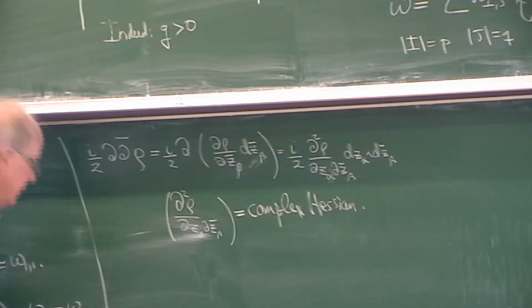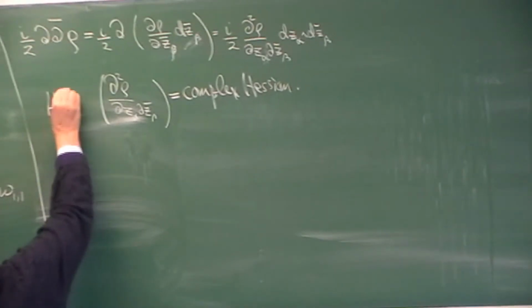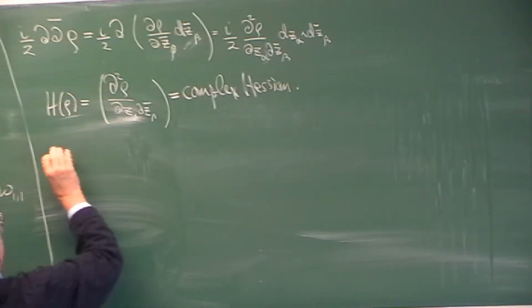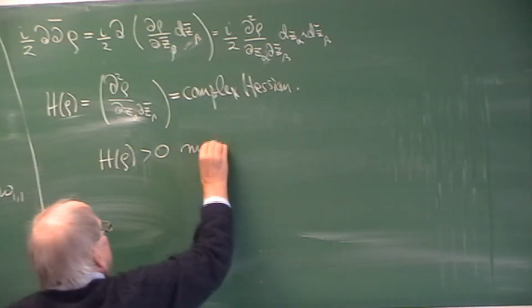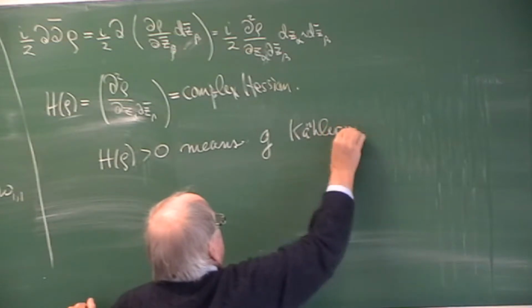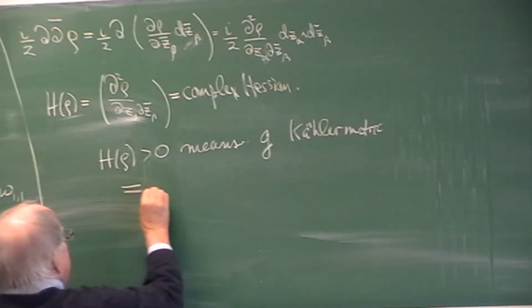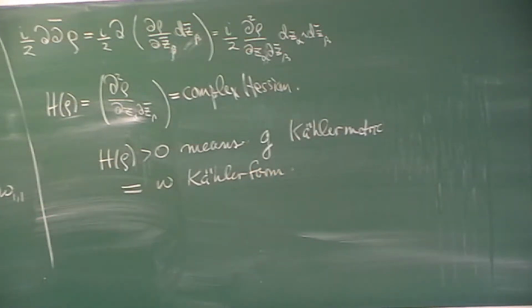Okay, and this form, this Hessian form, let's call it the complex Hessian of rho. If this Hessian of rho is positive definite, it means g is a Kähler metric, and our language is the same thing as omega is a Kähler form. The calculation is very useful. You see, this is very closely related to something like a Laplacian, in many variables.